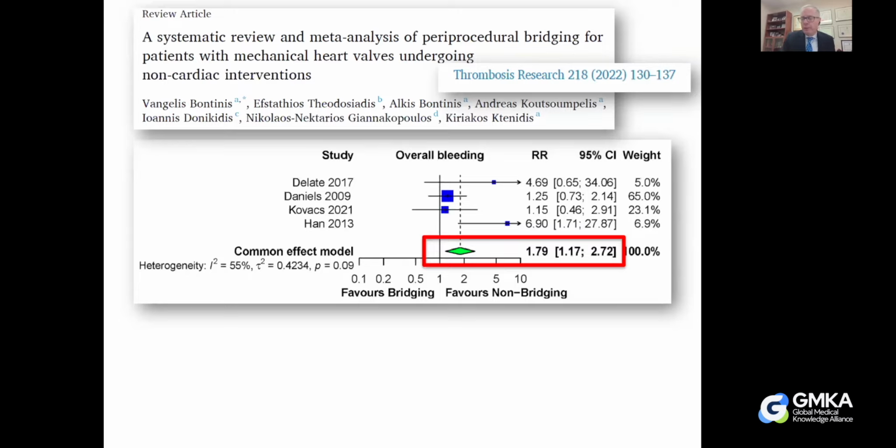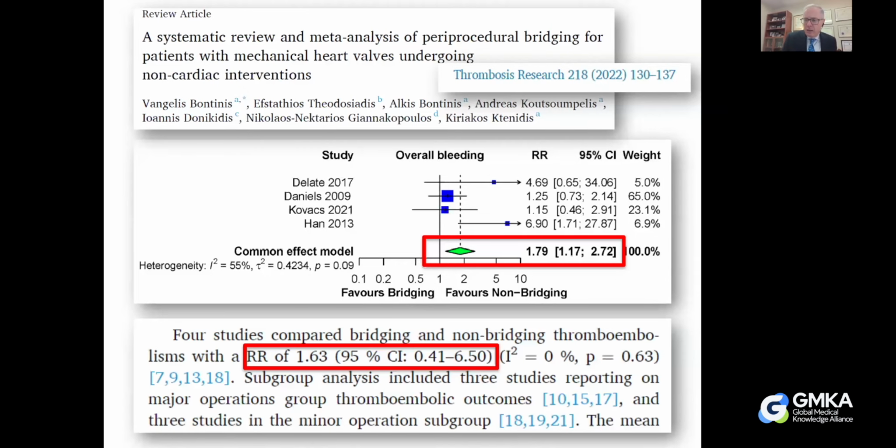increased risk for bleeding, about 1.8-fold. We know this, but you'll also see that it was not associated with a reduction in thromboembolism. And in this study, numerically, it was associated with a greater risk for thromboembolism and stroke. But we need well-designed trials before we can make definitive decisions about bridging in mechanical heart valves.